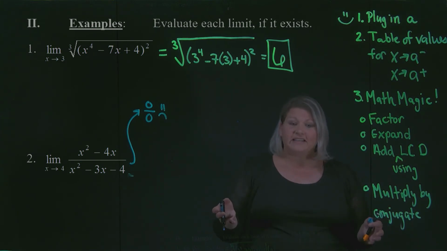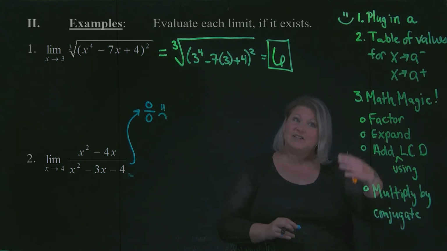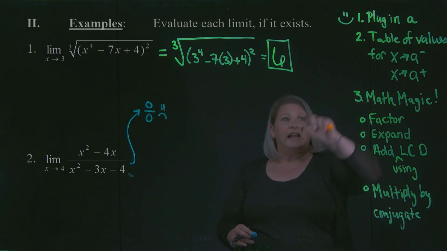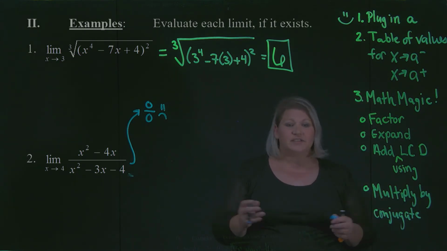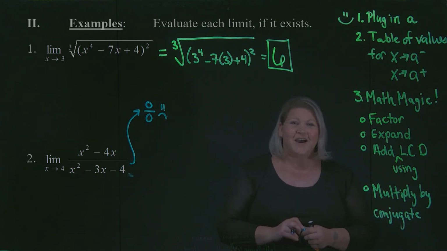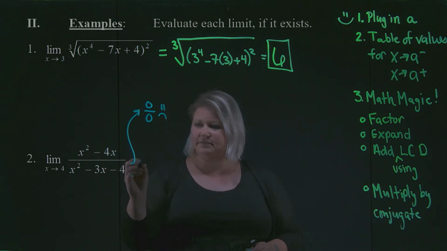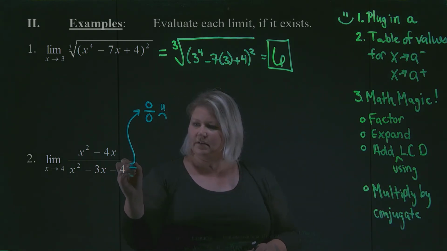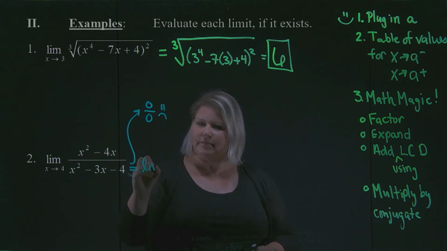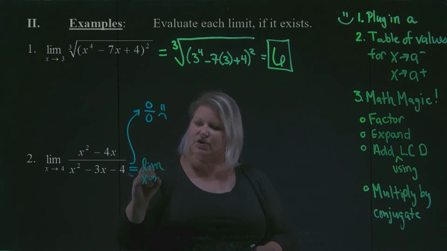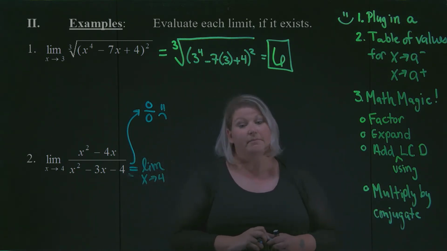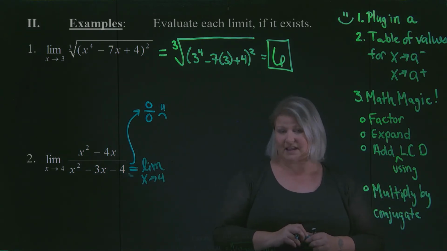When I'm trying to find limits, that actually means I need to go right to my math magic. I definitely can plug in my table of values to see what my answer is going to be, but I know I need to do some math magic to find something. So this is what I'm going to do. All right, let's do it then. Now, before each step of math magic, make sure that you are writing your limit statements.